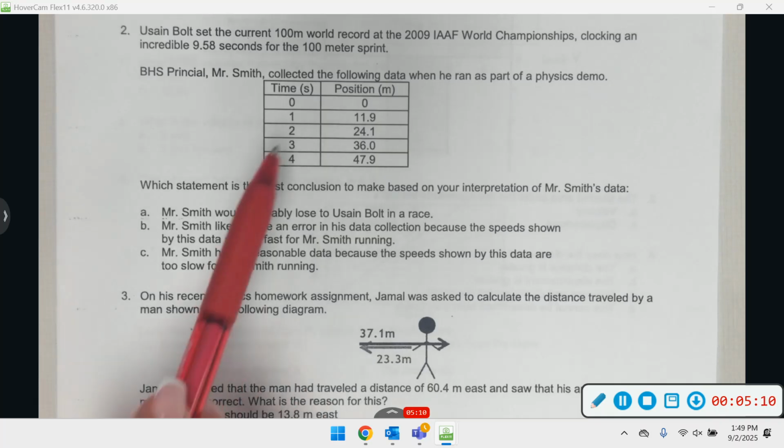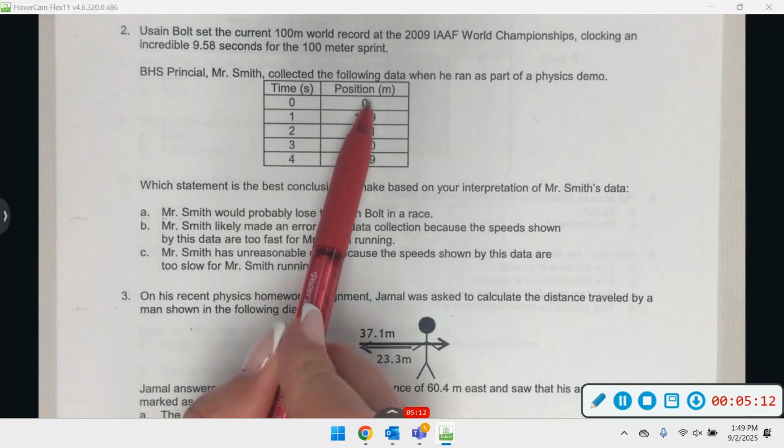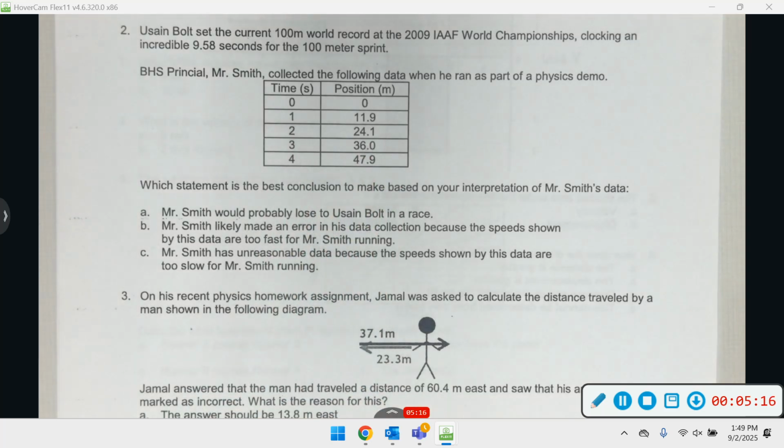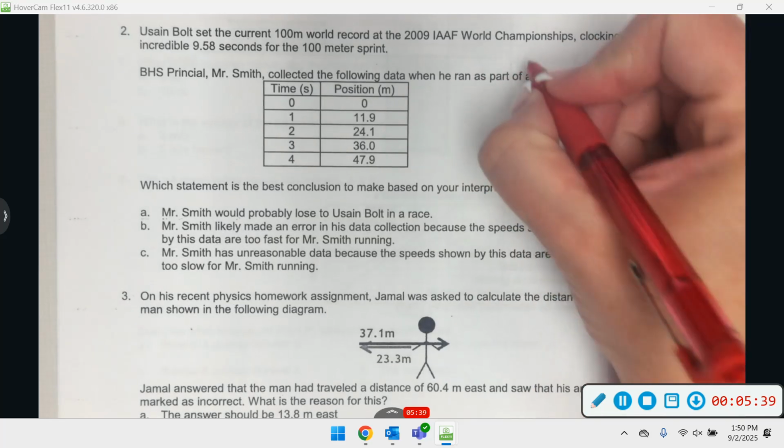And we have a data table here with his position and his time for 4 seconds. Which statement is the best conclusion to make based on your interpretation of Mr. Smith's data? So if we look at the options here, we need to figure out how fast each of them is running because the comparisons have us talking about their speeds. So that's what we need to do first, is how fast is Usain Bolt moving and how fast is Mr. Smith moving. We can find both of their velocities with the same equation.